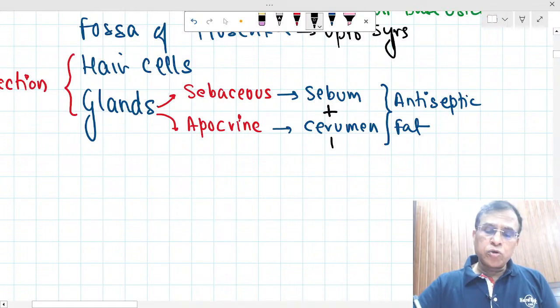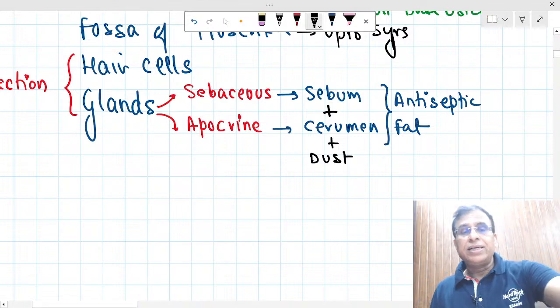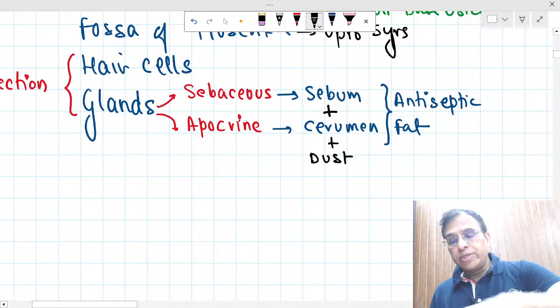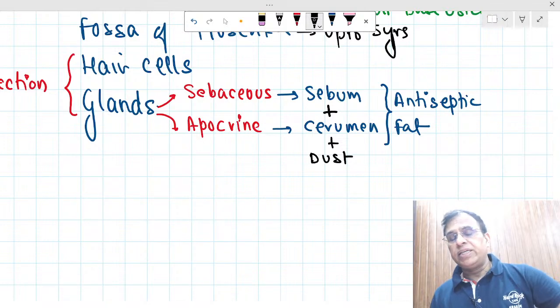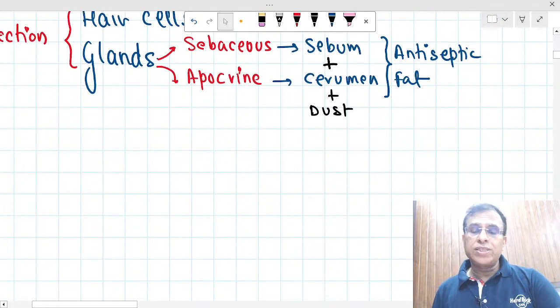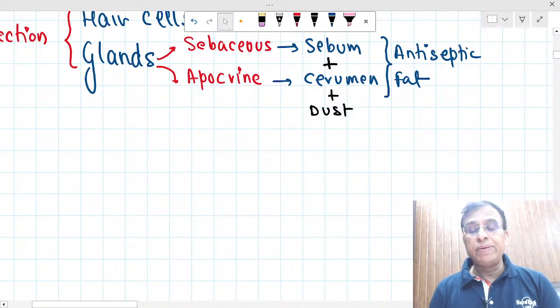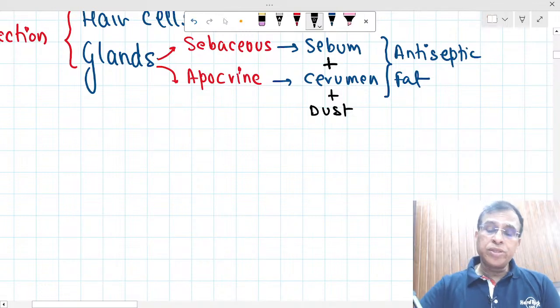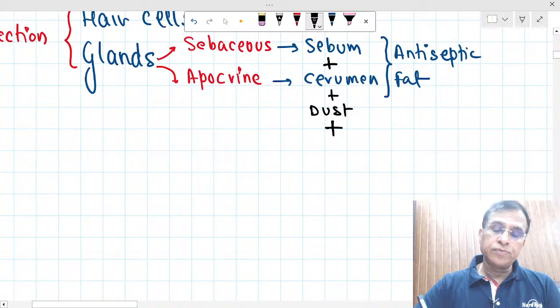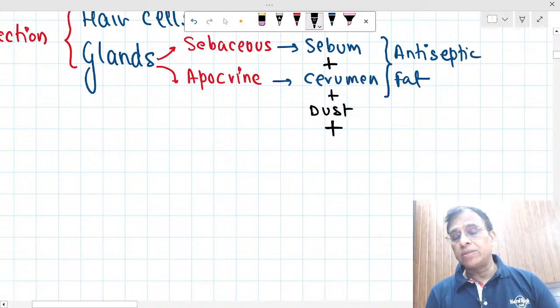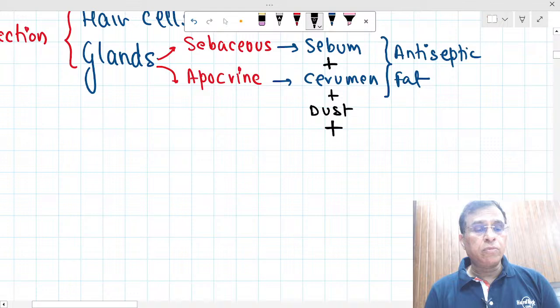But canal will also always have dust particles. Obviously, the canal is open from outside, so dust can go in and out of the canal very easily. So there is always dust mixed in this sebum and cerumen. And there is one more thing in the canal, 4th thing. Normally, we are talking normal content. What is this 4th thing normally present in the canal?